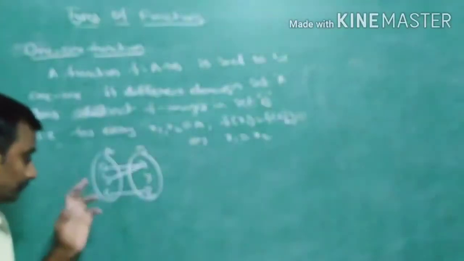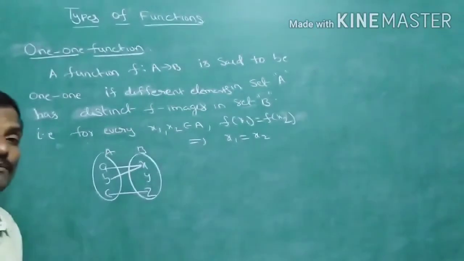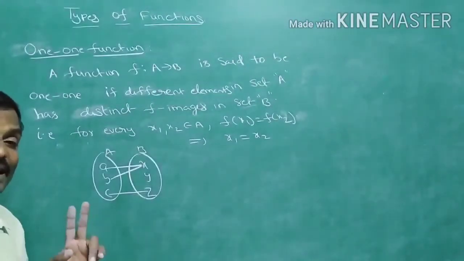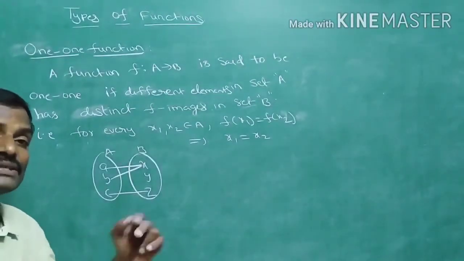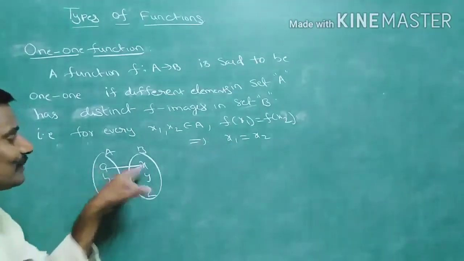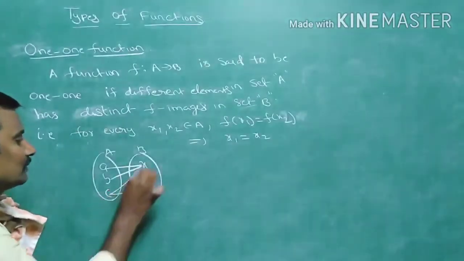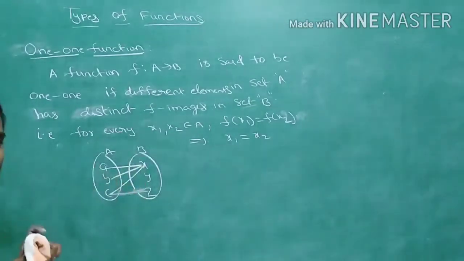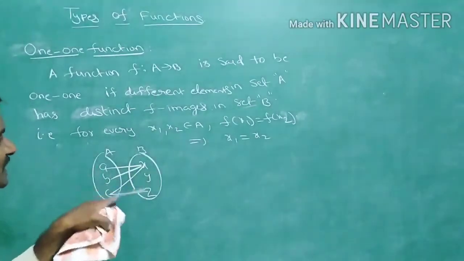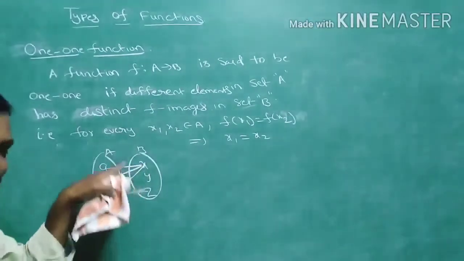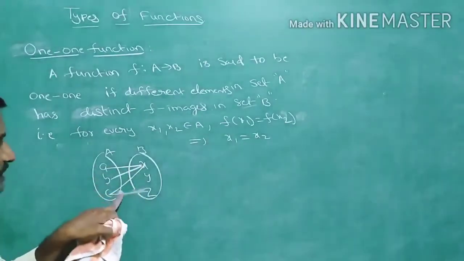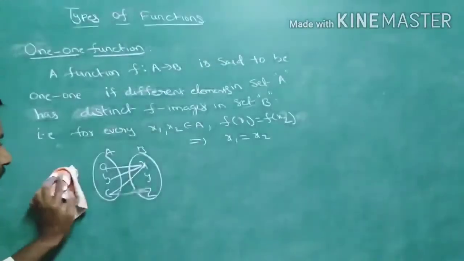I have given the definition. What is the definition of many-one? At least two elements in set A have the same f image. Here A and B have the same f image. This one is also a many-one function. Okay, A, B, C have the same f image. This is also a constant function. So this is also a many-one function.